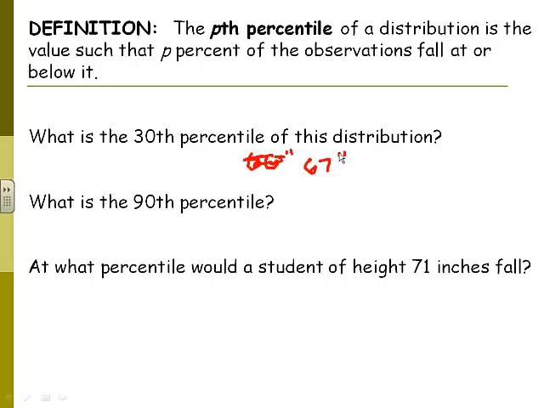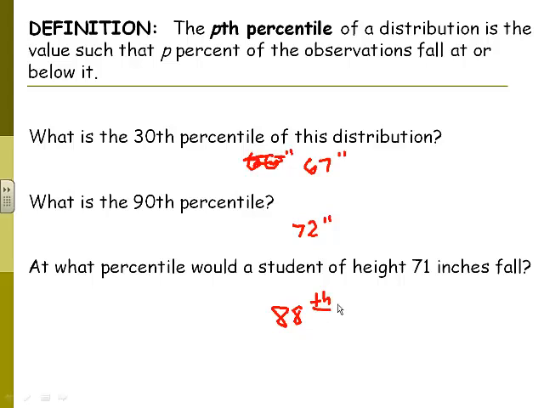The 90th percentile would occur at 72. You would add up until you get to 90. You don't quite get there when you get to the 8, which is at 71, but once you get to the 72, then that puts you over the top to the 94. And what percentile would a student of height 71 be? If we go to 71, that would be the 88th percentile.